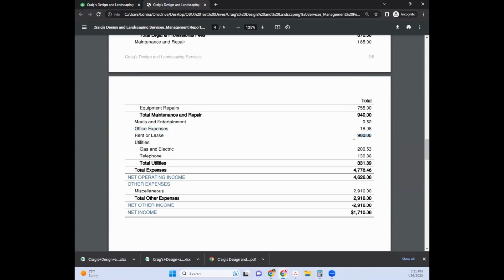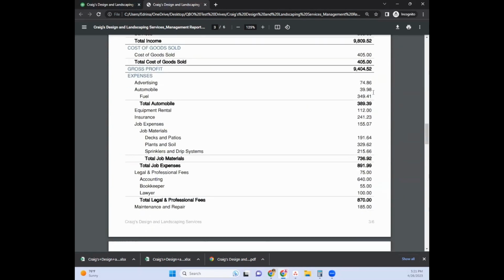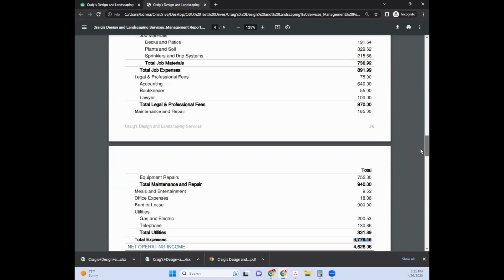There's rent or lease. Obviously, he needs somewhere to put all of these large pieces of equipment, so that makes a lot of sense. And then, of course, there's utility cost for that rent or lease space. So total expenses comes to $4,778.46. And that's just totaling all of the line item expenses that we just went through.